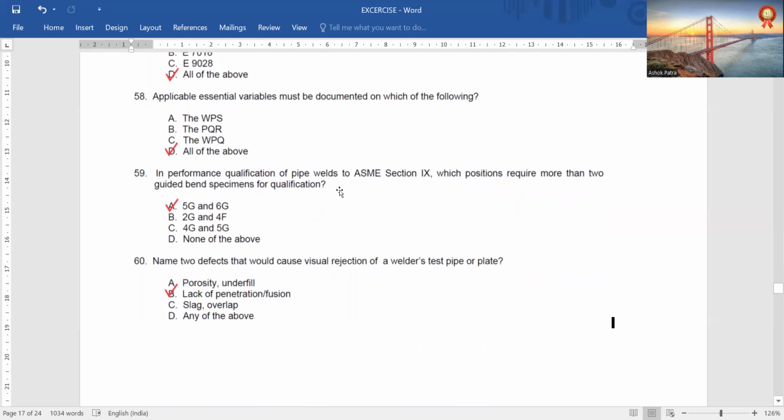In performance qualification of pipe welds in ASME section 9, which position requires more than 2 guided bend specimens for qualification? 5G and 6G.